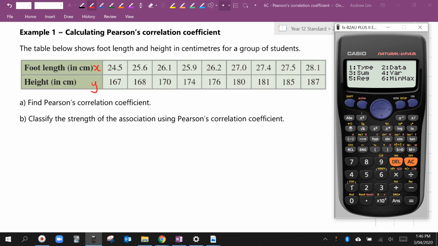The information I provided before said I need to type in 5 for regression, REG, so I'm going to type 5. And the correlation coefficient R is 3. So I'm going to type in 3, press equals, and that's my correlation coefficient, 0.95 to 2 decimal places.